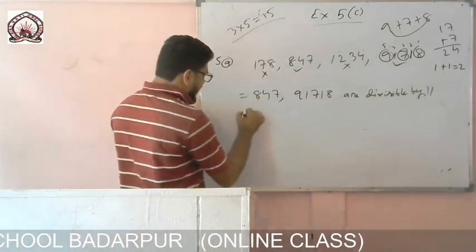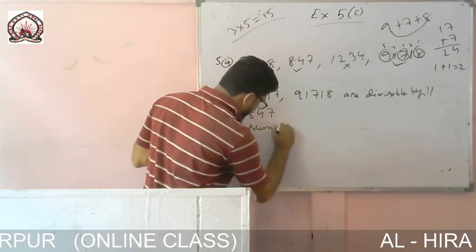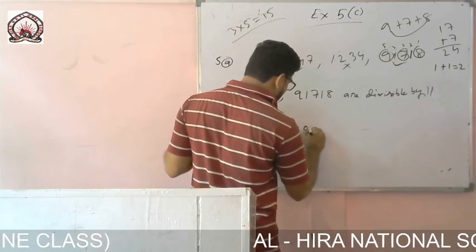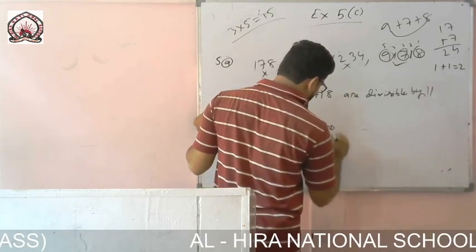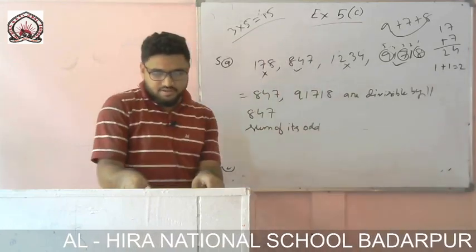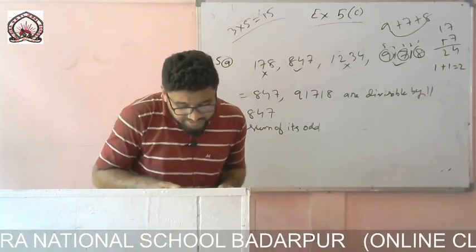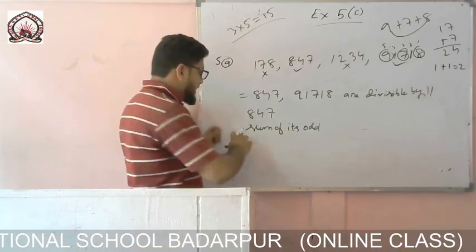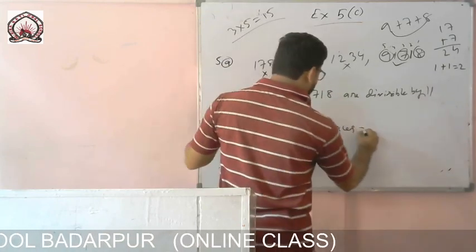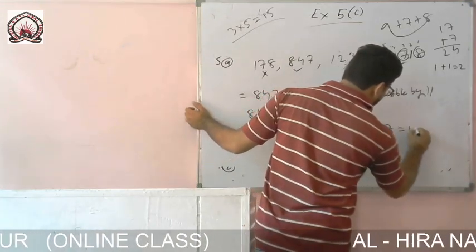So write 847. Write the sum of its digits in the odd places. What is it for 11? Sum of the digits in the even and the odd places. Sum of the digits in the odd places: the odd places are 7 and 8, so 8 plus 7 is 15.